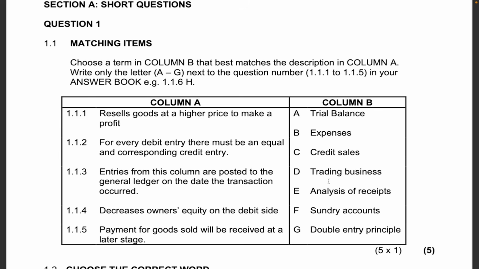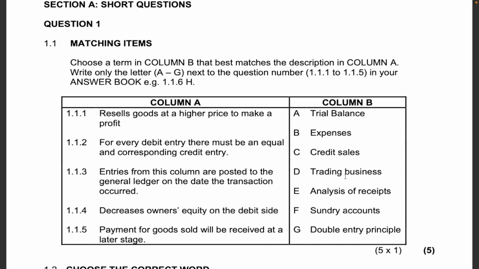And so a trading business is the one that sells goods at a higher price to make a profit. Remember, it doesn't necessarily have to just be goods. It can be a service that you're selling so that you can make a profit. So the answer for 1.1.1 is D, trading business, because that's what it does, selling goods to make a profit. Okay, otherwise why are you in business if you're not intending to make a profit?